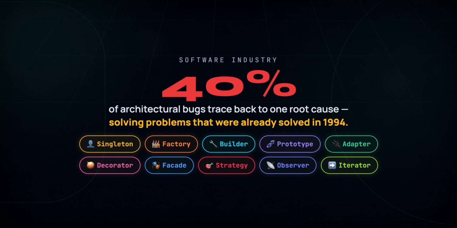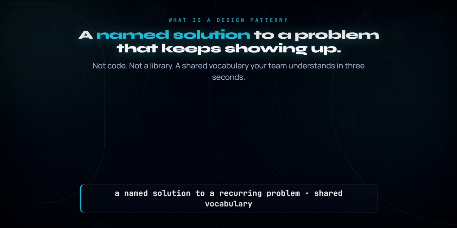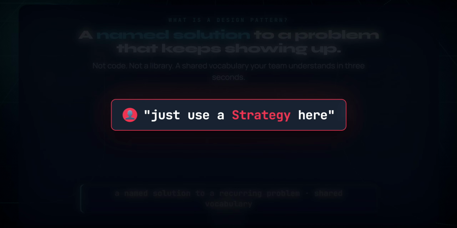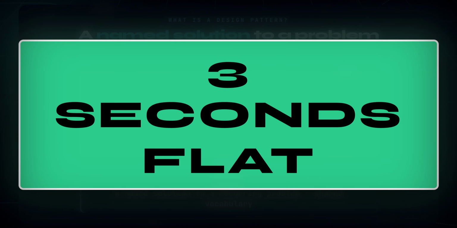Let's open the toolbox. First, what actually is a design pattern? It is not code. It is not a library. It is not something you import. A design pattern is a named solution to a problem that keeps showing up in software design. Like recipes, you don't reinvent how to make pasta every time you cook. You follow a pattern. Patterns give engineers a shared vocabulary. When someone says, just use a strategy here, the entire team knows what that means in 3 seconds flat.